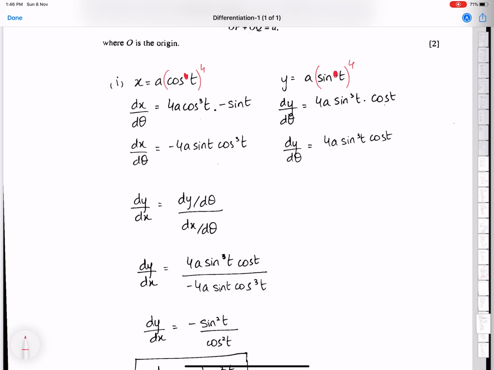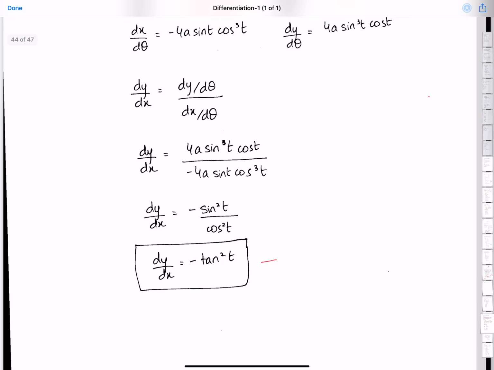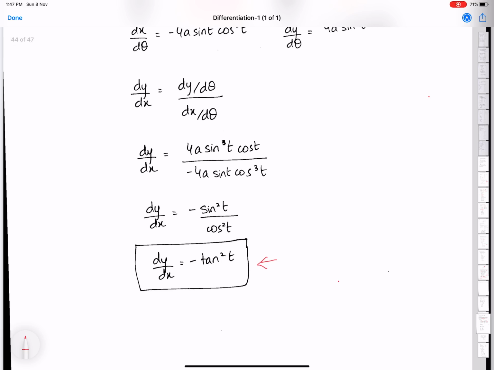So 4a cos cube t, and the differential of cos cube t is minus sin t. This will become 4a sin cube t, and the differential of sin t will be cos t. Get the simplified forms of both, then first write the formula and then substitute. But remember, don't use this gradient for the equation of the tangent. Always use this form of the gradient, because the other form will make the calculation very difficult.